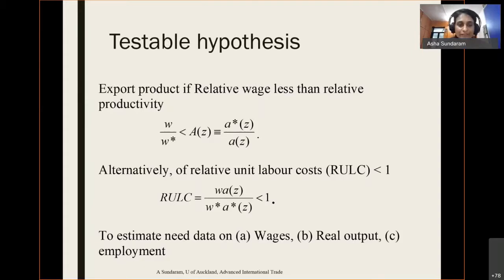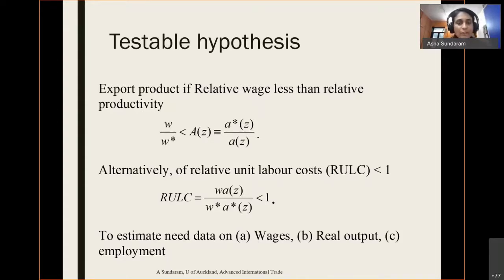And so I can write this alternatively as just W times A divided by W star times A star as less than one. So as long as the relative unit labor cost, RULC, is less than one, then that's when the country exports that particular product, Z, right? So what this is saying is actually quite powerful.